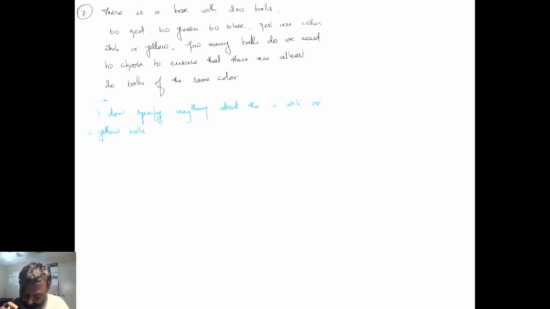Okay, I think we did this one in class, right? This is one where there's a box which has 200 balls, it seems. What is given here essentially is that there are 60 red, 60 green, 60 blue, and the rest are either white or yellow. So what has happened here is, I have no idea whether it is white or yellow. That's basically the unknown here, right?